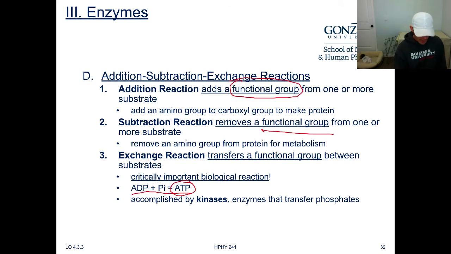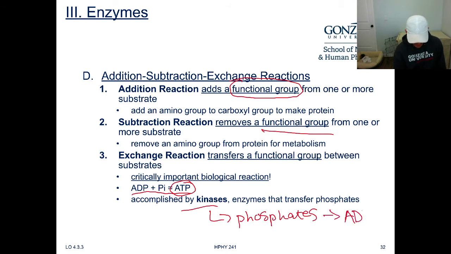I have here that in this example, when you add a phosphate to a molecule, this is accomplished by a specific enzyme to catalyze this reaction, or a specific group of enzymes, and they're called kinases. So if you hear me say the word kinase, I want you to think phosphates, and you're most likely going to be thinking ADP or ATP, okay?